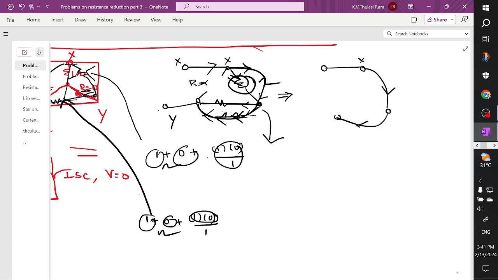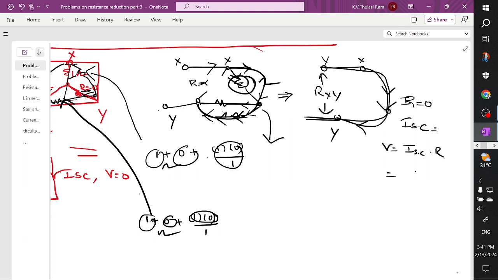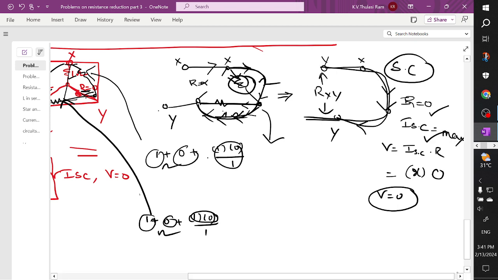So I'm going to draw the short circuit path. So I got the x value and y value, and this is the resistance Rxy. So now we can see here there is no resistor connected between these 2 points. I can say that this branch is offering a resistance of 0, and since it is short circuited, the current is the short circuit current. V is equal to I short circuit into R. So I short circuit is some x amount of current, but the resistance value is 0. Therefore, whenever it is short circuited, resistance is 0, current is maximum, and voltage is 0. This is the condition you are going to get.